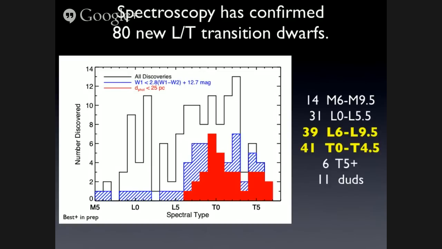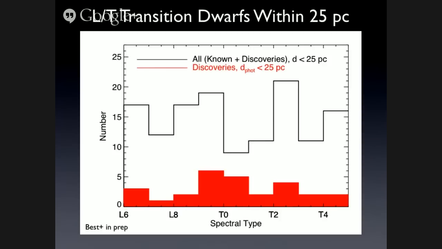So we made a specific cut using W1 and W2. Objects passing that cut are in blue, and the ones that have spectrophotometric distances within 25 parsecs are in red. So we're doing pretty well there. There are a total of 28 objects within spectral types L6 to T3.5. Here they are compared to all the known ones, including our discoveries. So this is the contribution that we've made.